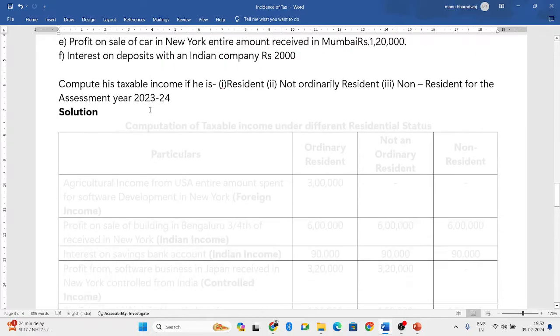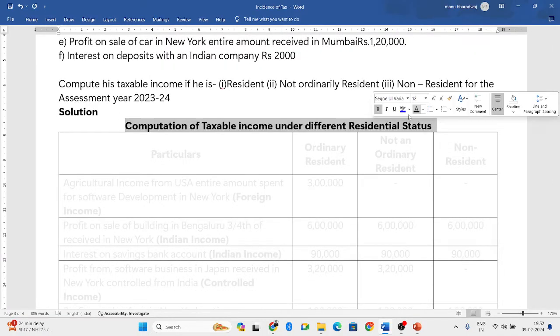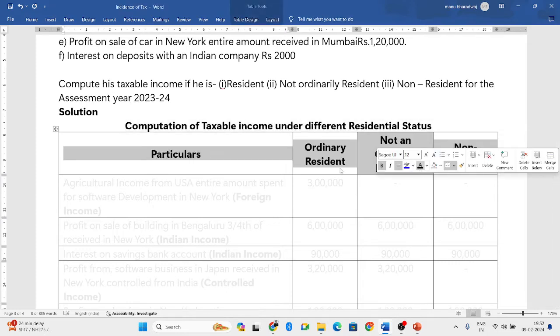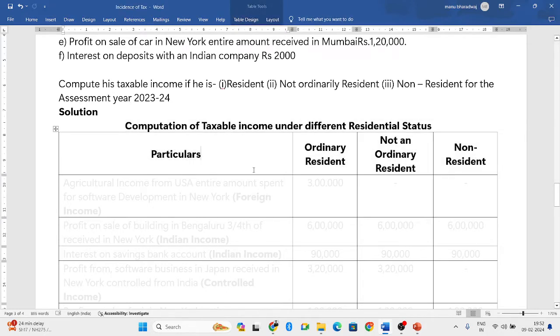So first, for the problem, you need to have 4 tables. Write the heading as computation of taxable income under different residential stages. So you will have 3 columns. Column number 1 will be particulars. Second column will be ordinary resident. Third column will be not an ordinary resident. And the last column will be non-resident.